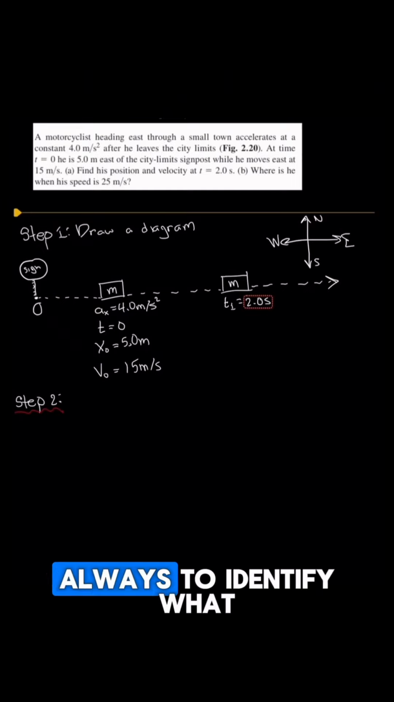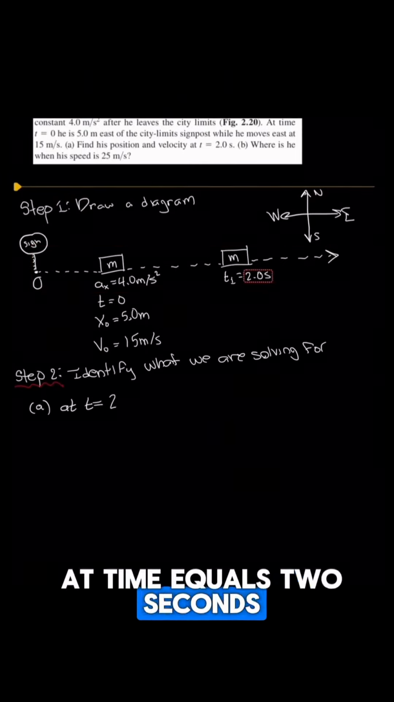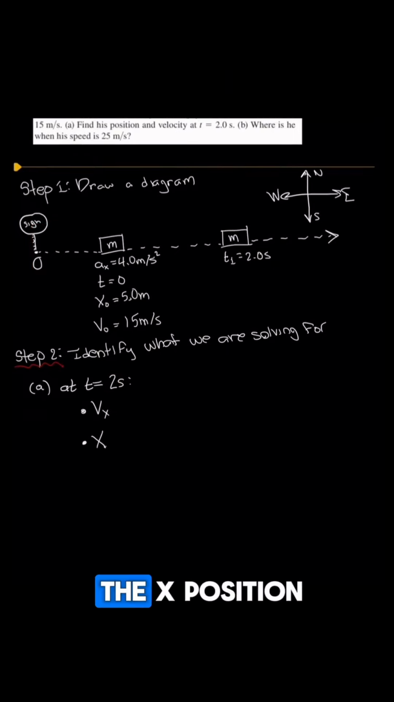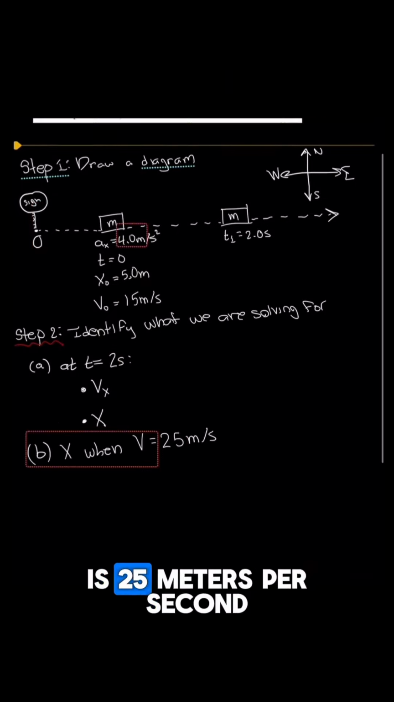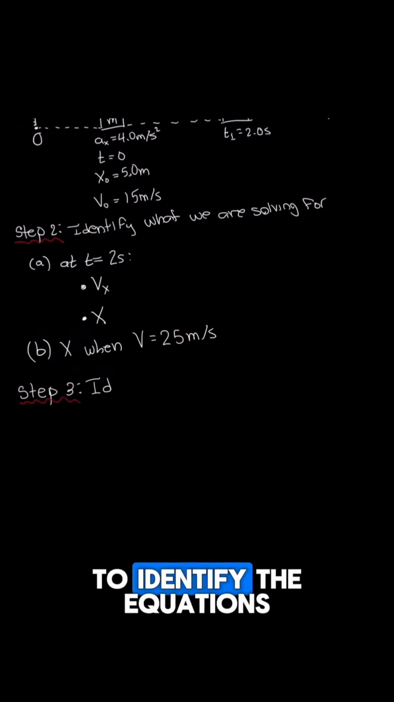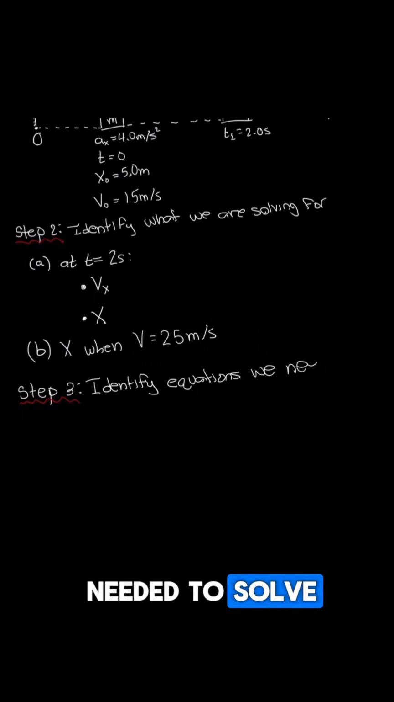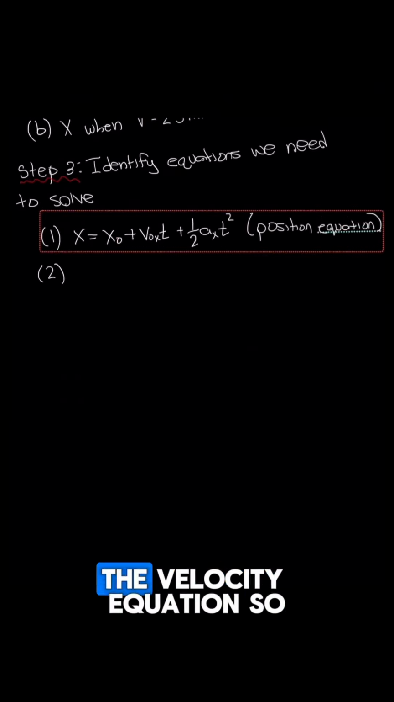So step 2 is always to identify what we're solving for. In part A, at time equals 2 seconds, they want the velocity, and they also want the x position. And then in part B, they want the x position when the velocity is 25 meters per second. Now that we know what we're solving for, the next step is to identify the equations needed to solve. We're going to need 1, the position equation, and 2, the velocity equation.